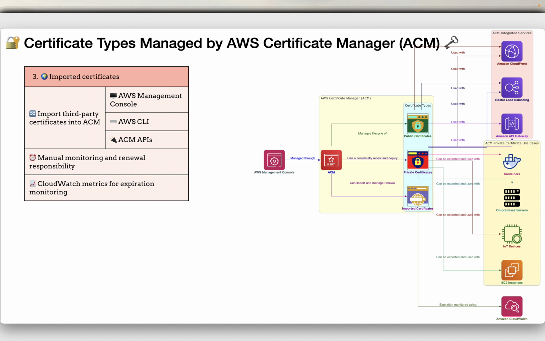Manual monitoring and renewal responsibility. ACM cannot renew imported certificates, but it can help you manage the renewal process. You are responsible for monitoring the expiration date of your imported certificates and for renewing them before they expire. CloudWatch metrics for expiration monitoring. You can use ACM CloudWatch metrics to monitor the expiration dates of imported certificates and import a new third-party certificate to replace an expiring one.